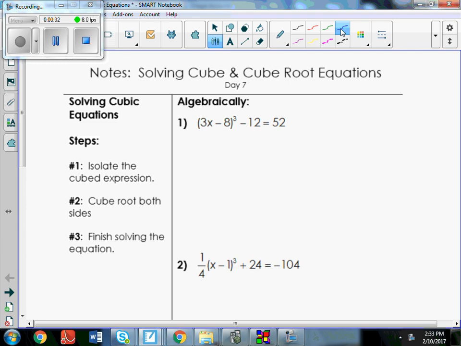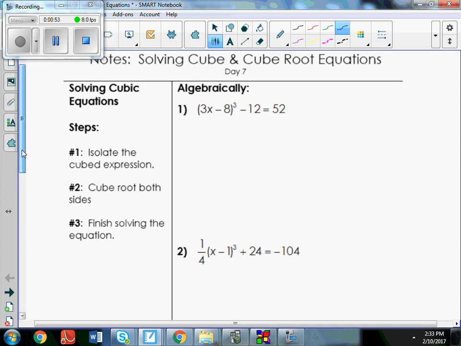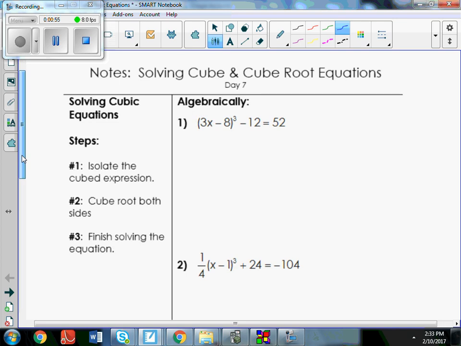Okay, so you did this with square roots. The only difference is, give me my 5 minutes and you'll be really good at it. This is pretty easy. I think you guys are going to like it. So algebraically, our steps: we want to isolate the cubed expression. So we need to get this cubed expression in the parentheses by itself so we can get rid of it. So we follow PEMDAS backwards and we move anything away from it.